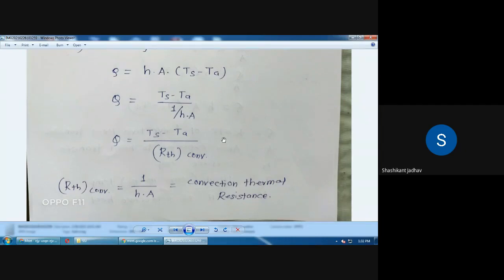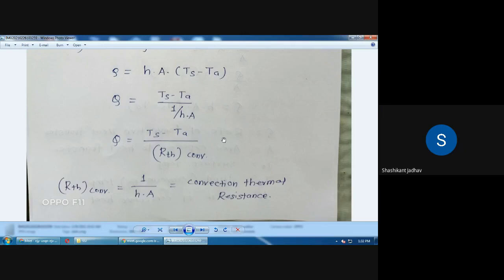So this is Newton's law of cooling. First we discussed Fourier's law, which is related to conduction, and now we have discussed Newton's law of cooling, which is related to convection. We have to remember the equations of both. What is the equation of Fourier's law of heat conduction? Q is equal to K into A into dT by dx. And what is Newton's law of cooling? Q is equal to H into A into bracket Ts minus Ta.